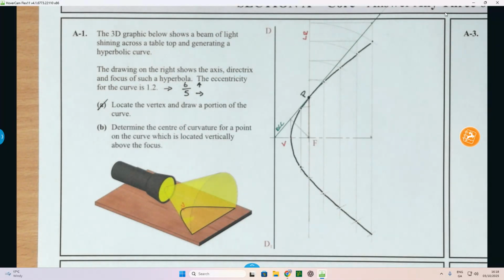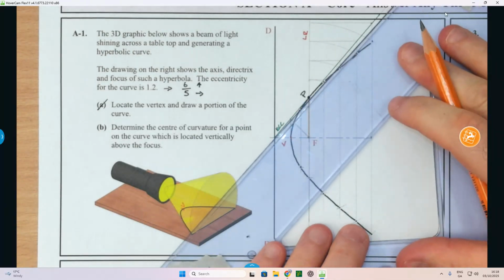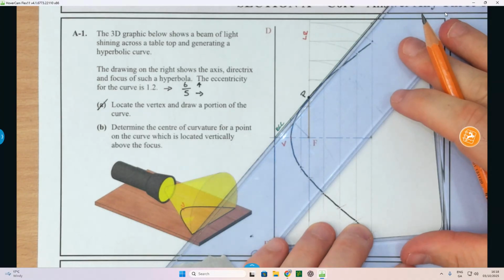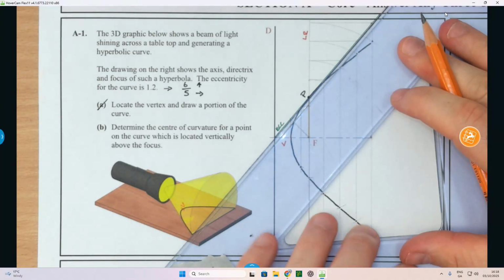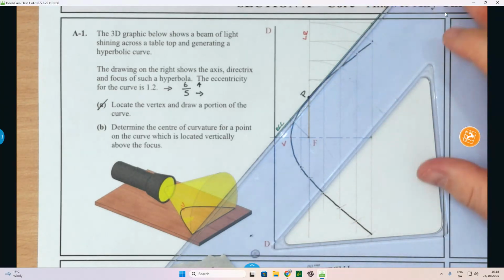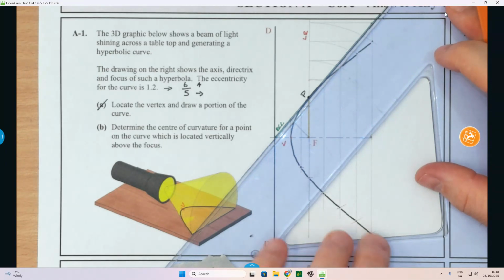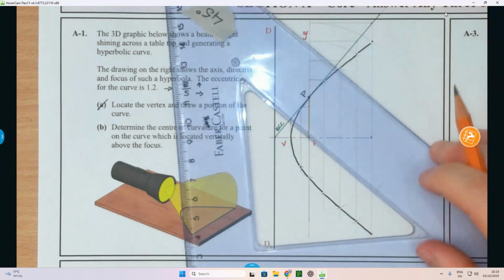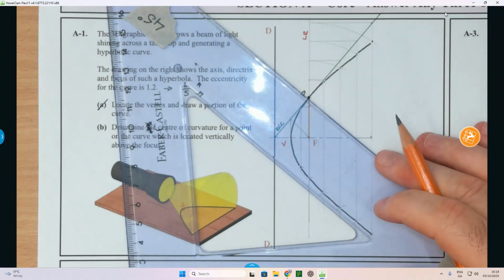So, T-square out of the way here. I'm now going to go perpendicular to the line of eccentricity, using my set squares. The way I do it is I rotate the 45-degree set square. So I'm just going to set that up. Go perpendicular to the line of eccentricity from point P.